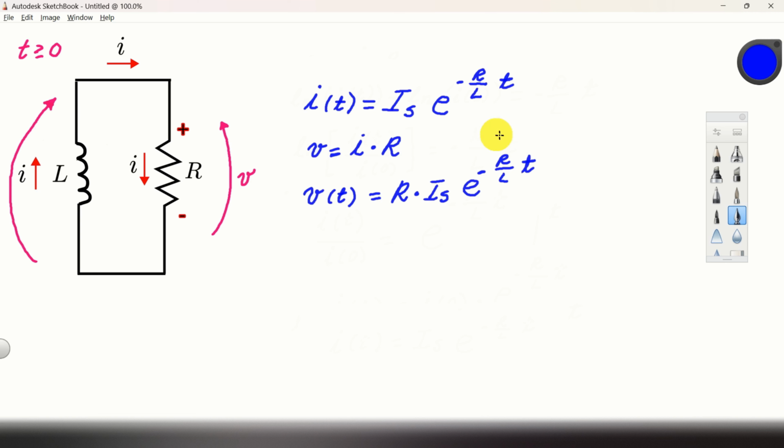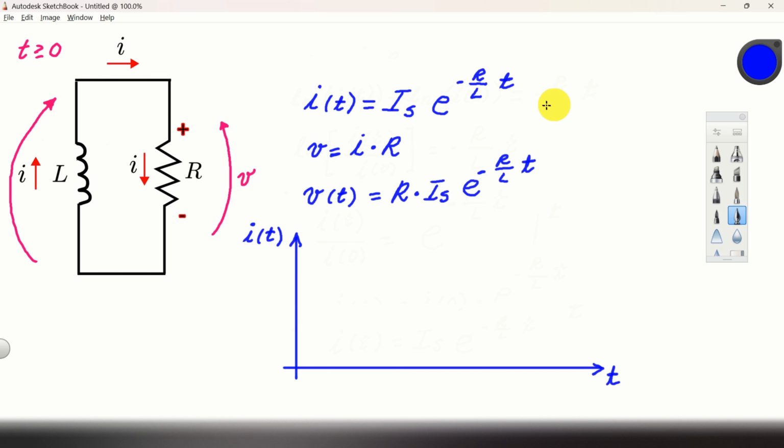Let's sketch the time diagram of I of t. To do that, I will sketch x and y axis over here. Here on the x-axis, I will place t, and on the y-axis, I will place I of t. Let's see what's happening over here. When t is equal to 0, this whole expression is equal to 1, and consequently, I of 0 is Is, which means that we start from here. That is, at 0, the current value in the system will be Is.